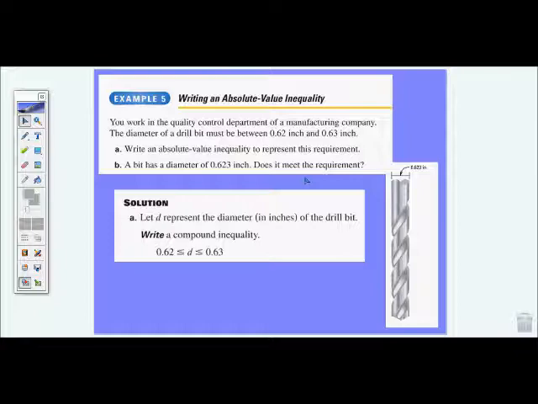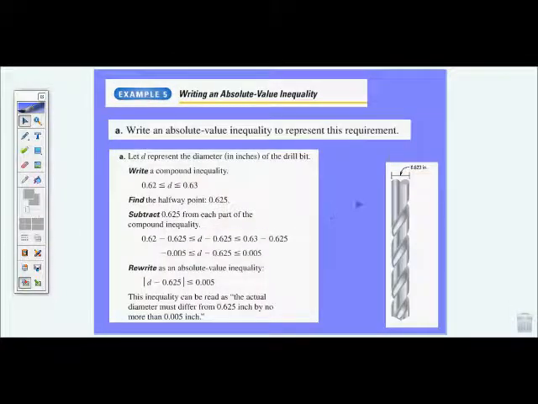We're going to start out with something that might be a little bit clearer for you. The first thing is we're going to write a compound inequality. So if we know that it has to be between 0.62 inches and 0.63 inches, we would write that compound inequality like this here. So far, so good. Now, the next part is we have to answer letter A. We need to then write that as an absolute value inequality to represent this requirement so that we could put different solutions into that. So, I just write from the book, it's just as easy.